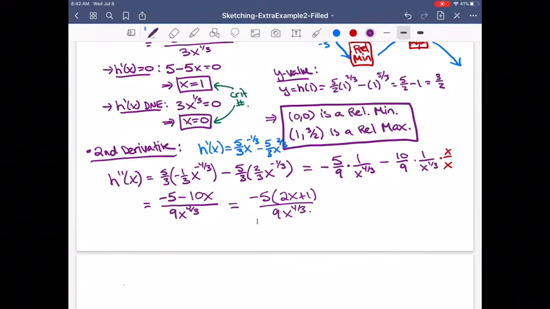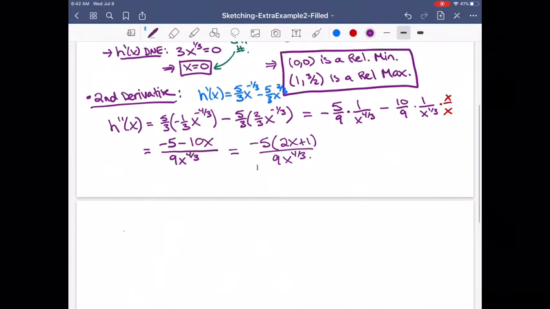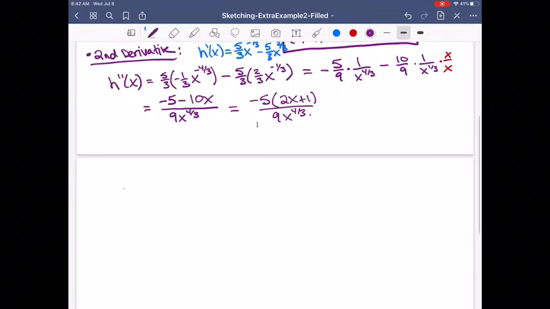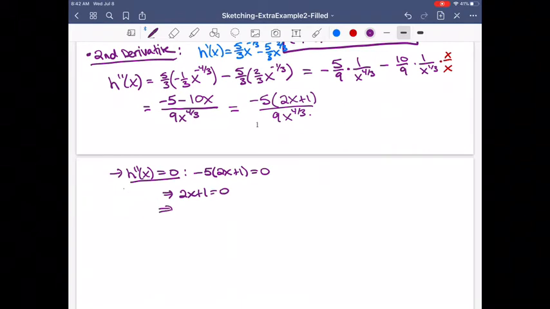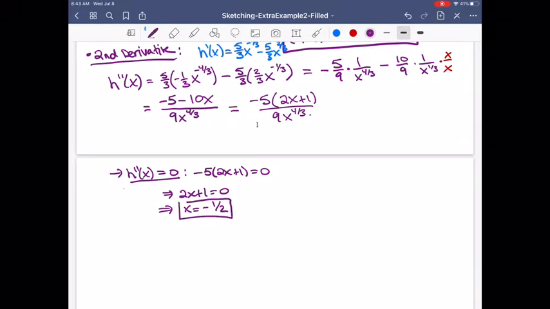Okay, so this is the second derivative we're going to be working with. So what I want to do is say, okay, where is the second derivative, double prime, equal to 0? So that's going to be when the top is 0. Okay, so we can solve that. So that's where 2x plus 1 is 0, which means that x should be negative 1/2. Okay, so this is a possible inflection number.